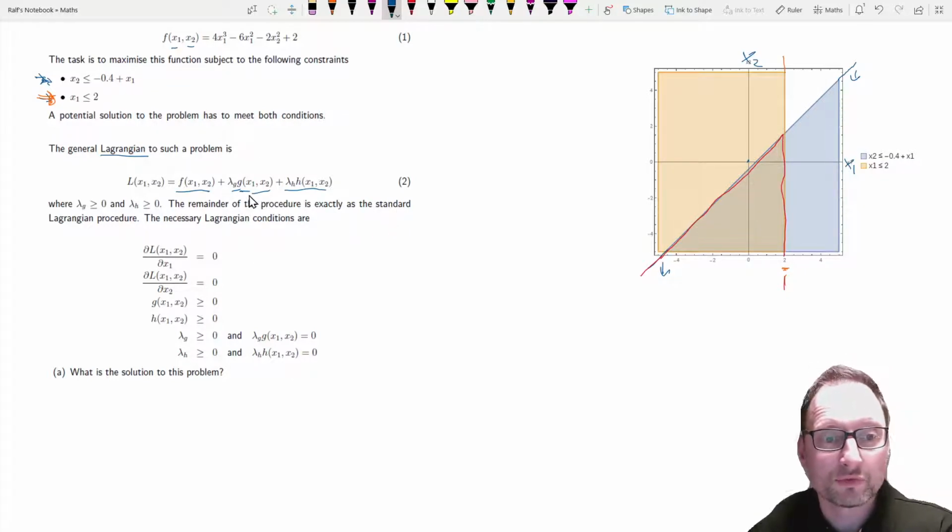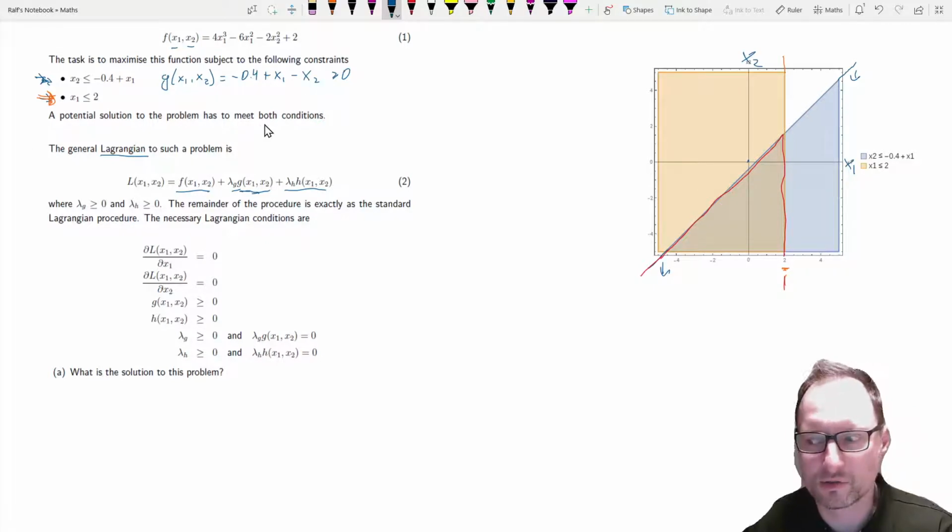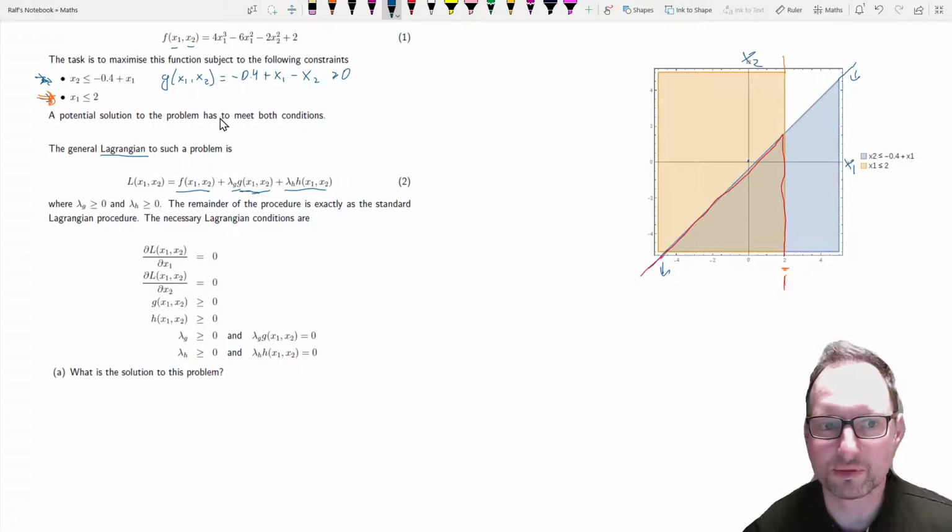Now, we haven't really formulated our constraints yet, g and h. We have these two constraints, but remember, what we need is a constraint g of x1, x2, some function of x1 and x2, which is larger or equal to 0. So how we will reformulate our constraint here is we're going to bring the x2 to the other side, and then we have negative 4 plus x1 minus x2. So this is the constraint we are working with.